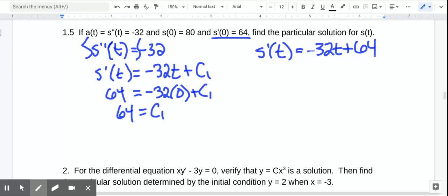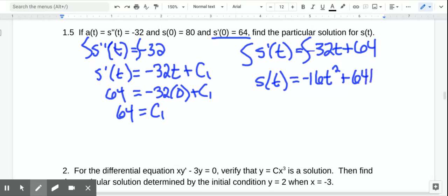All right, now I'm going to keep going so I can find the position function. So I'm going to take the antiderivative again. That'll give me s of t. The antiderivative of negative 32t is negative 16t squared, plus 64t, plus another constant. I'm going to call this one c2 because it's different than the original one.